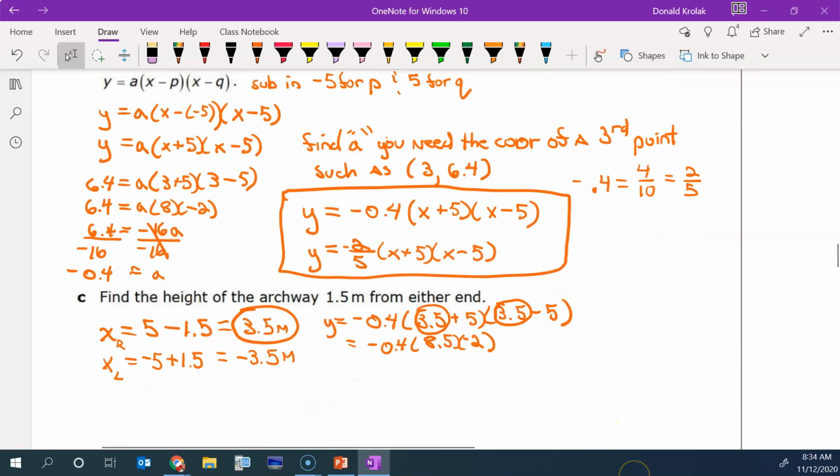Okay, so that's a good question. You don't put in 3.5 and a negative 3.5. Okay, you choose one of these. And now you just do that math. 3.5 plus 5, and this is 3.5 minus 5, which is negative 1.5.